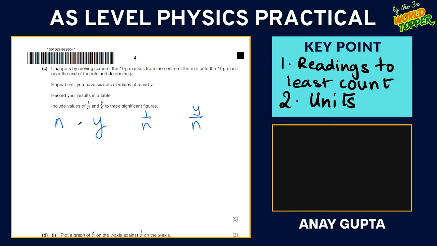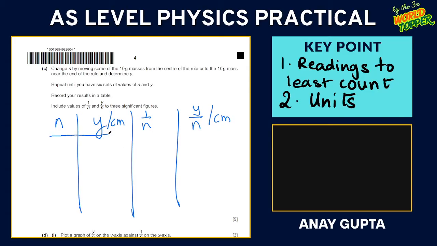Now after I have my column variables, I will need to allocate units to them. n is just a number, it has no units. y is a length, so y has the units of centimeters. 1 over n has no units, and y over n has the units of centimeters again. Now I have my columns here, and it's pretty much well made.